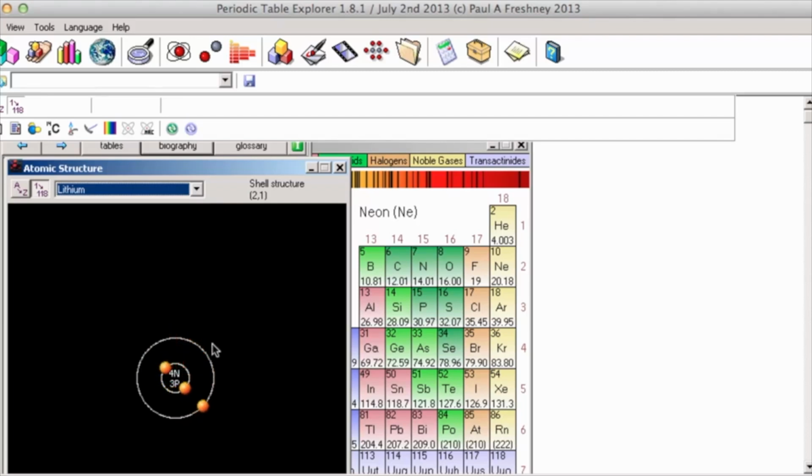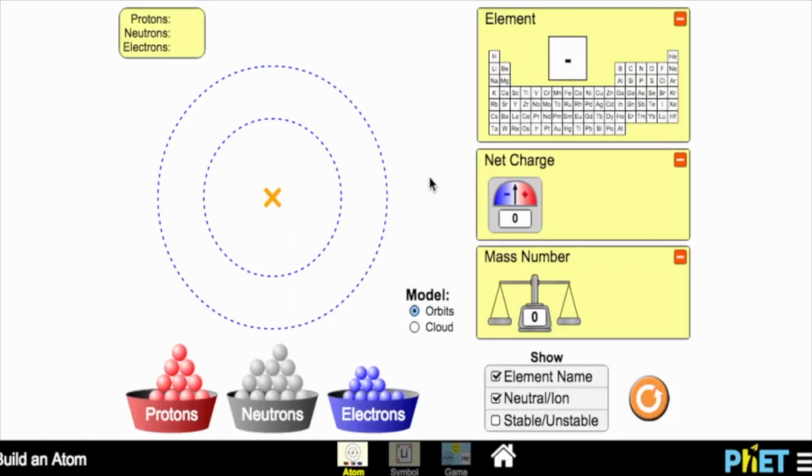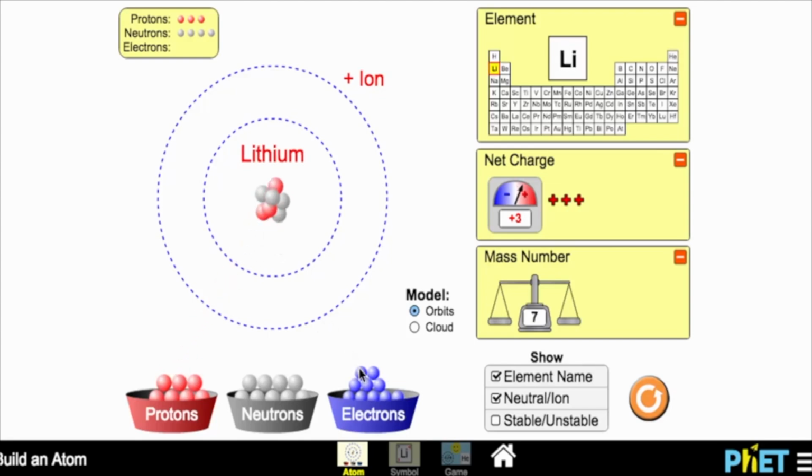Now, you'll notice that the number of protons is equal to the number of electrons in a neutral atom. So let us build the atom lithium. The mass number of lithium is 7. What does that mean? It means that I am going to have 4 neutrons, 3 protons, and of course 3 electrons to make my atom neutral.